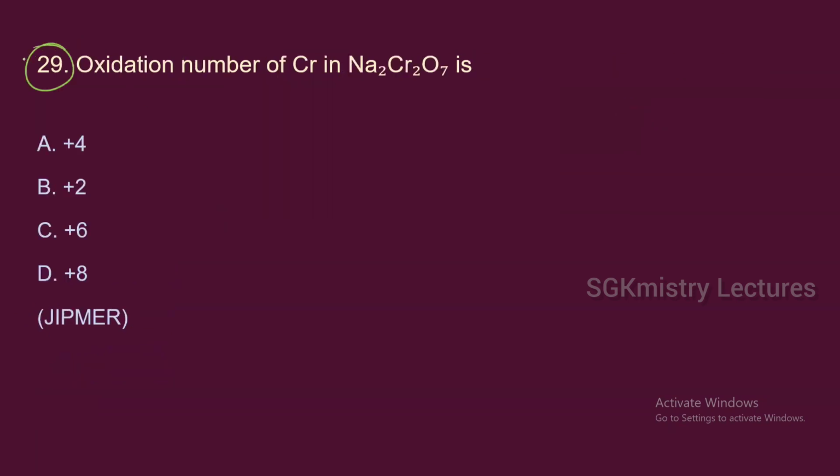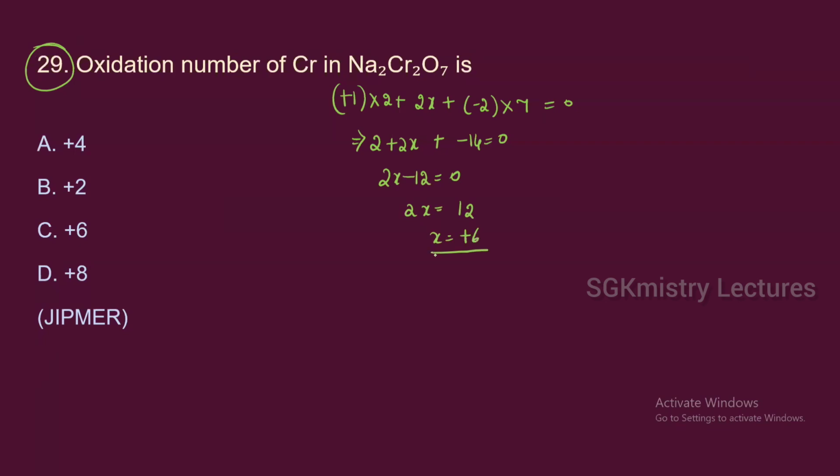Next, question number 29. Oxidation number of chromium in Na2Cr2O7 is. So for Na, it is +1. So 2 are there. Now chromium is X. So let us take it as 2X. Oxygen is -2, -2 into 7. So 2 plus 2X, this is equal to 0 anyways, right? So -14 is equal to 0. So 2X minus 12 is equal to 0, or 2X is equal to 12. X is equal to +6. So we have option C, that is +6, as the right answer.